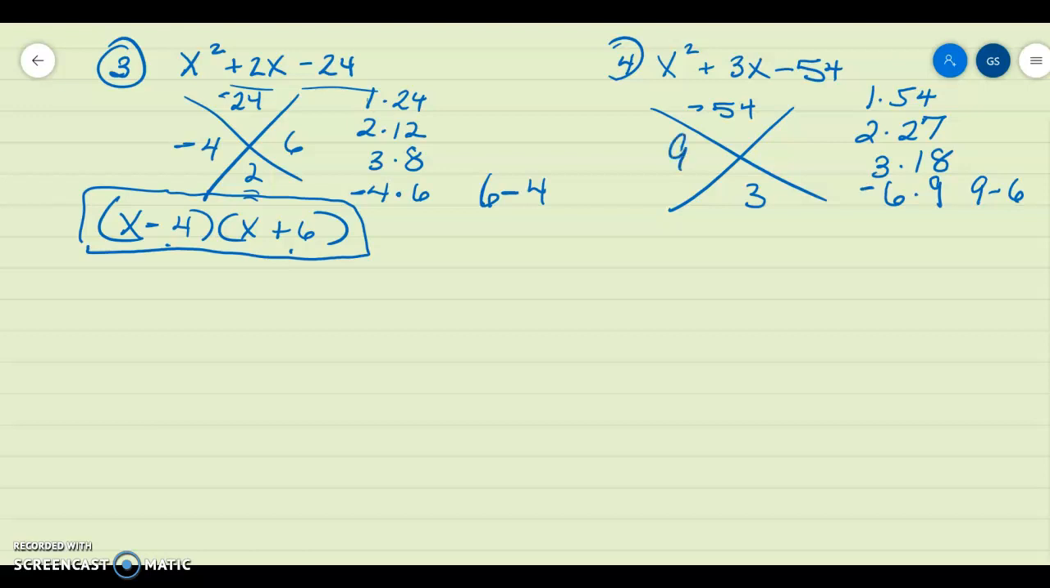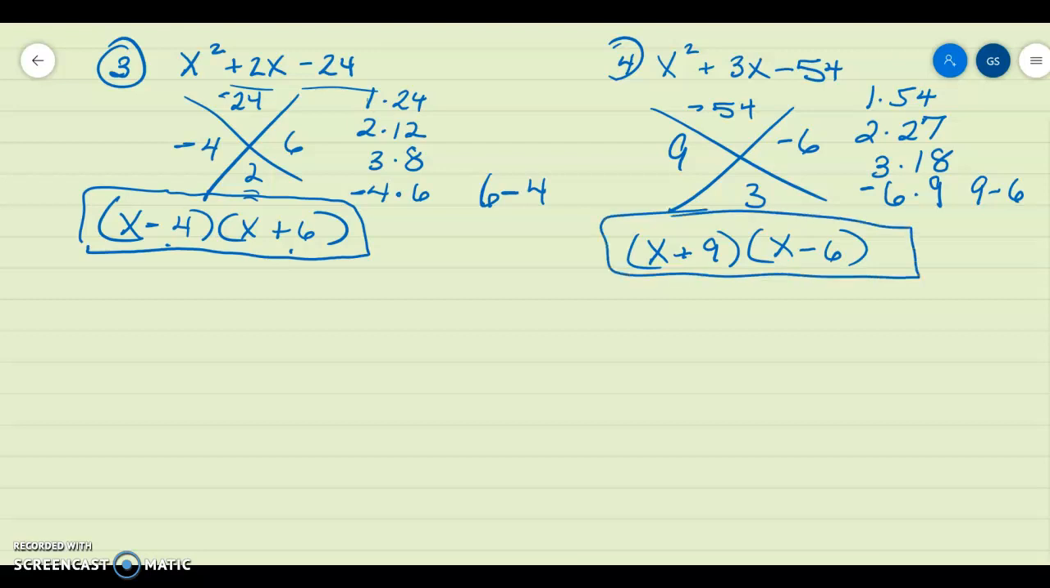Now I put my 9, my negative 6, I double bubble, drop an x in each, put a plus 9 here, and subtract 6 on this one. Box it, move on. That's it. Hopefully this is getting easier for you if you were having trouble in the beginning.